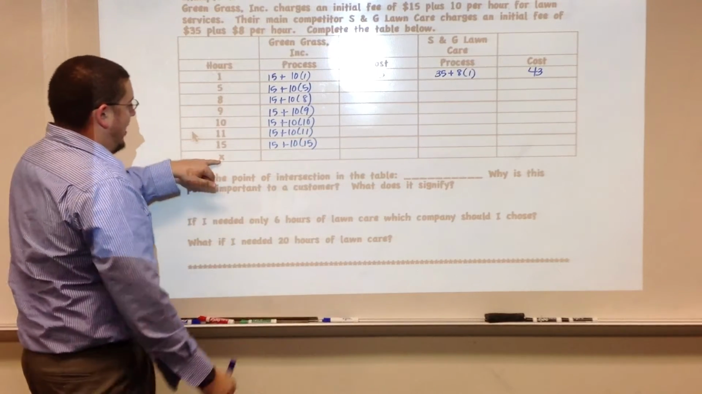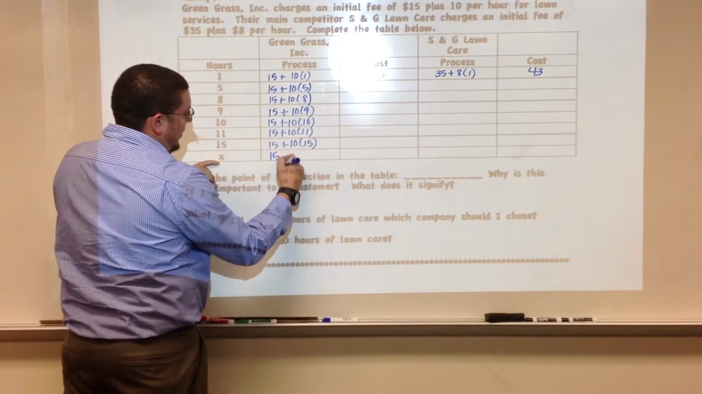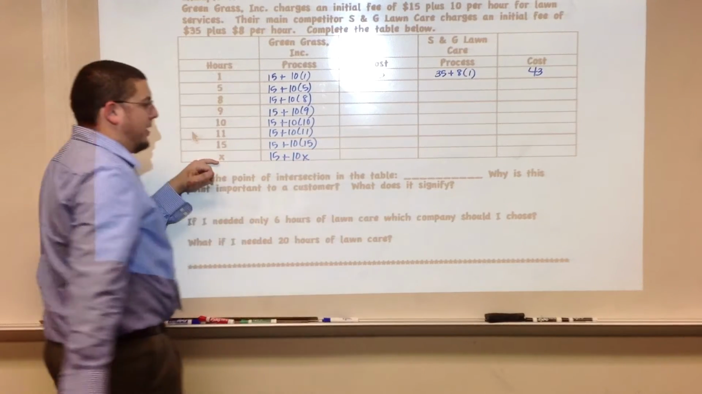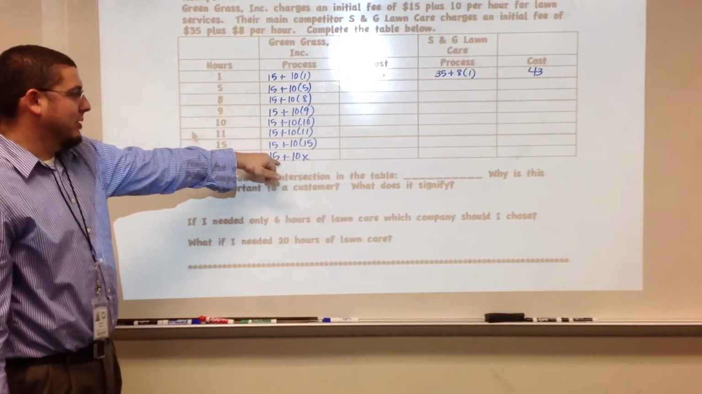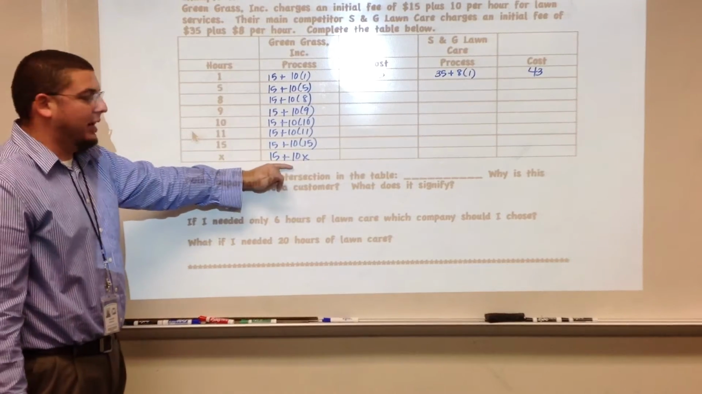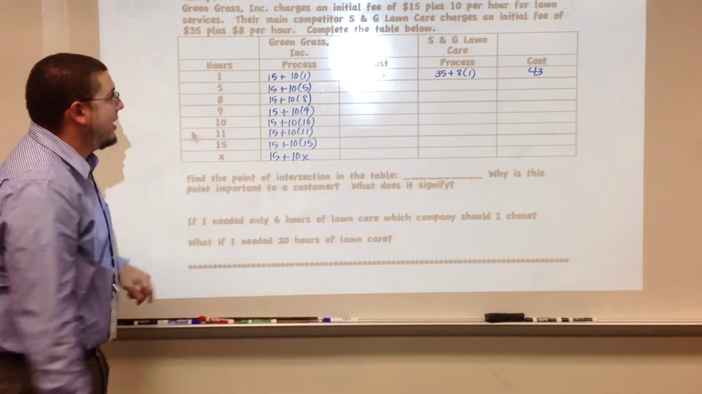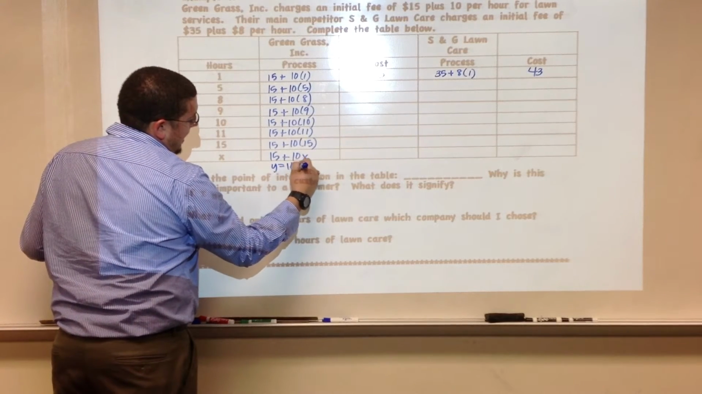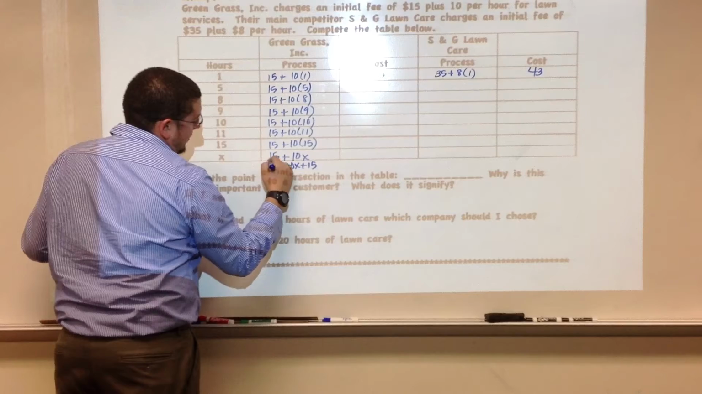Down here, we have x. I'm just going to replace the number in the parentheses, so 15 plus 10 times x. I'm not going to put it in parentheses because it's a variable. That's how we get our equation. Remember, we've done this before. This isn't anything new. So our equation for green grass is y equals 10x plus 15. It's just a little side note.